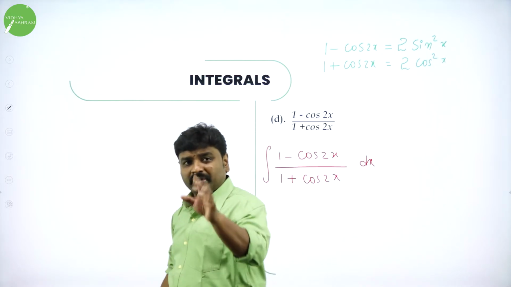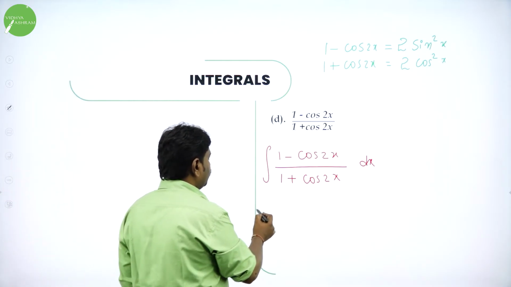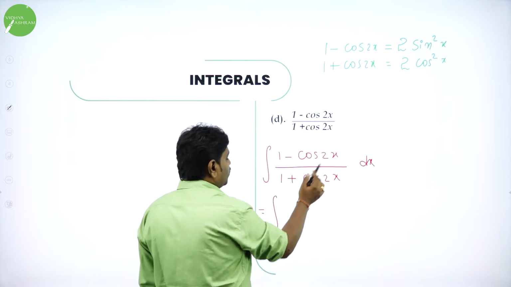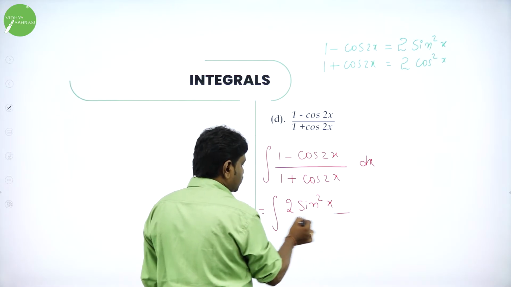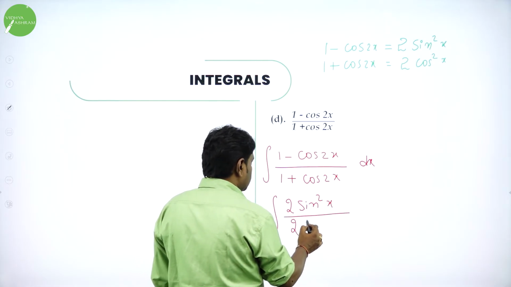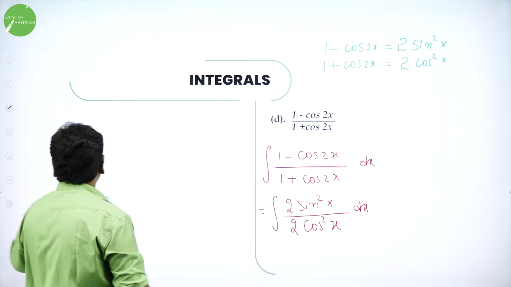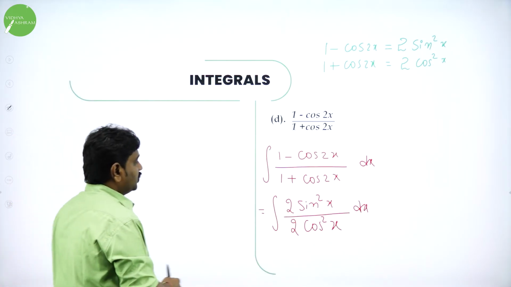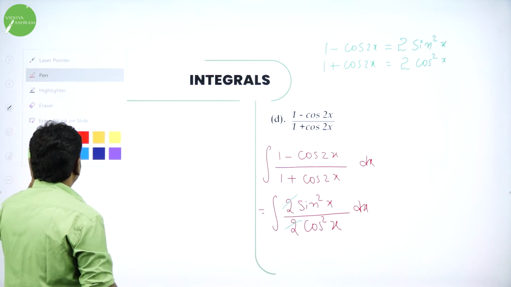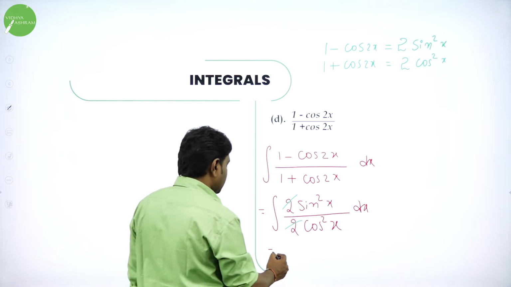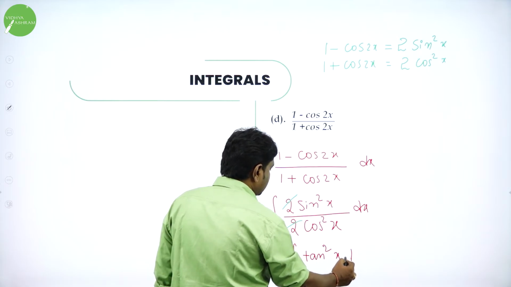So then the problem reduces. Before you integrate, simplify this. To simplify, we are using results of multiple angle. 1 minus cos 2x is 2 sin square x, and 1 plus cos 2x is 2 cos square x, dx. Now simplify the terms. If you simplify the terms, 2 cancels. Sin square x by cos square x we have. Sin square x by cos square x can be written as tan square x. So we are left with integration of tan square x dx.